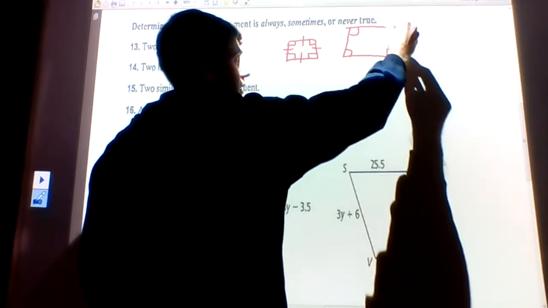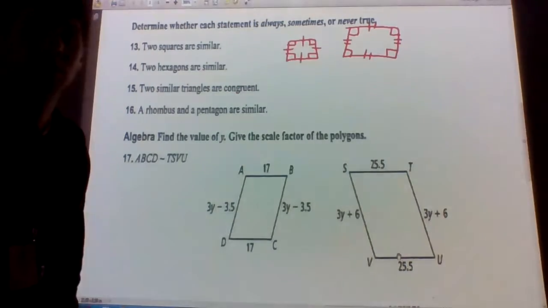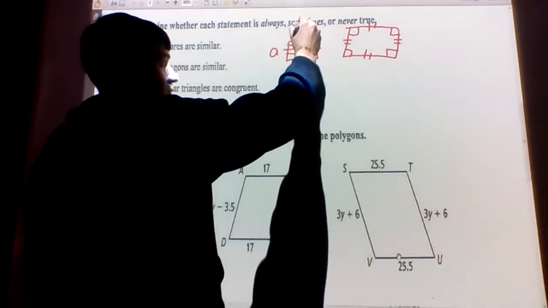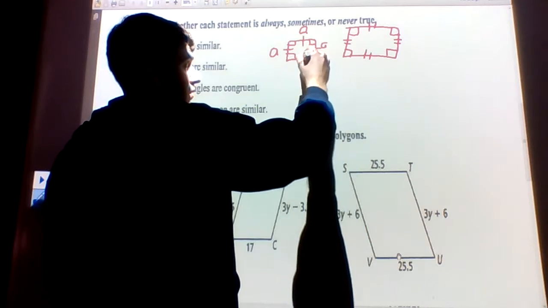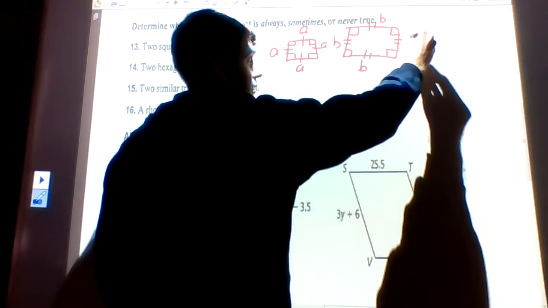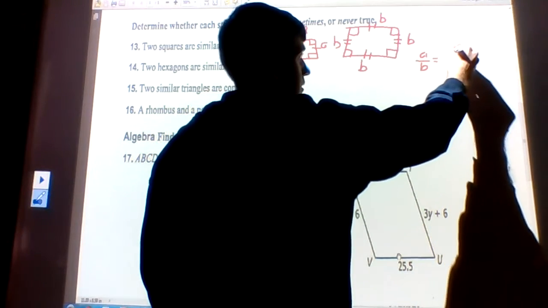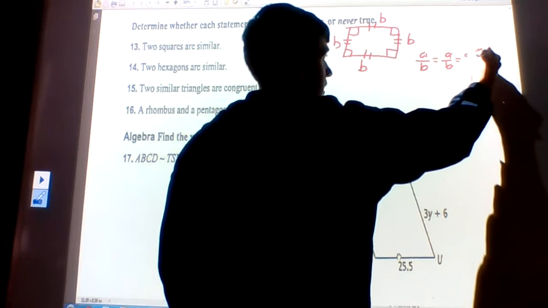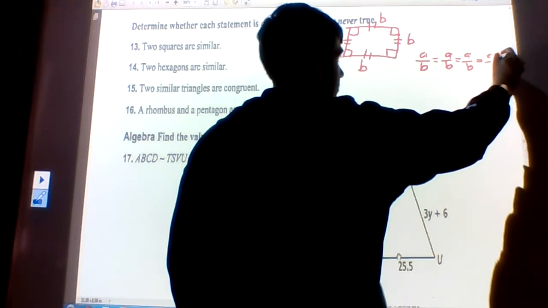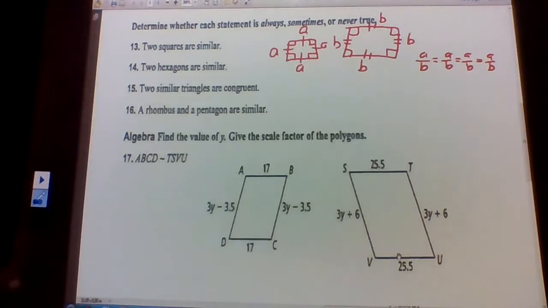Okay, and then the sides are going to have to be proportional, right? If this is A, and the rest are A. If this is B, then the rest of these are B, right? Because they're squares. So your ratios would be A over B, A over B, A over B, and A over B, in all those ratios, no matter what A or B is. A could be any number, B could be any number, but the ratios are all therefore going to be equal.